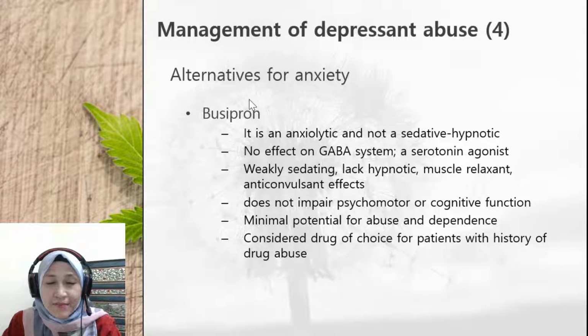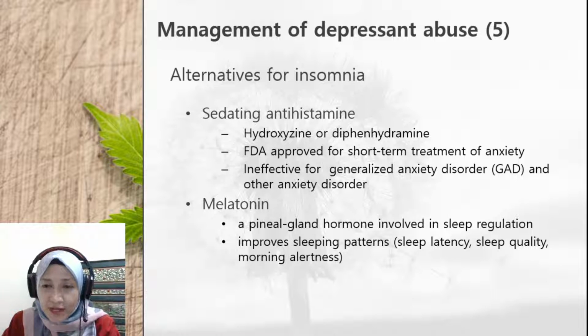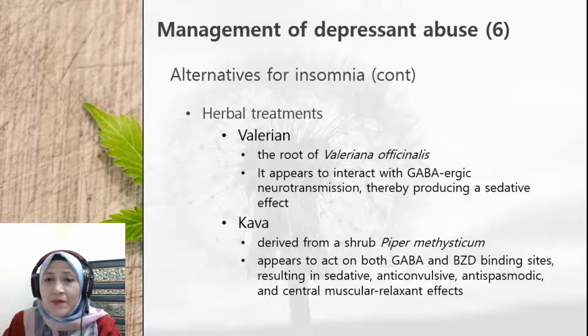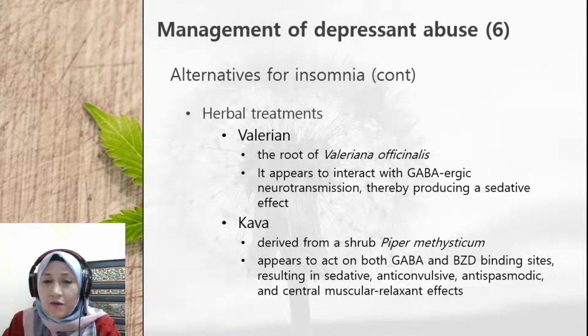And also there are other alternatives to treat anxiety. For example, buspirone. It is an anxiolytic drug, and it can be used instead of the benzodiazepine. And also sedating antihistamines like hydroxyzine or diphenhydramine to treat insomnia or anxiety. And also melatonin to induce sleep to treat insomnia, and also any herbal treatment. However, in Malaysia, we do not actually treat them with these herbal preparations, but they can be used as an adjunct treatment for insomnia.